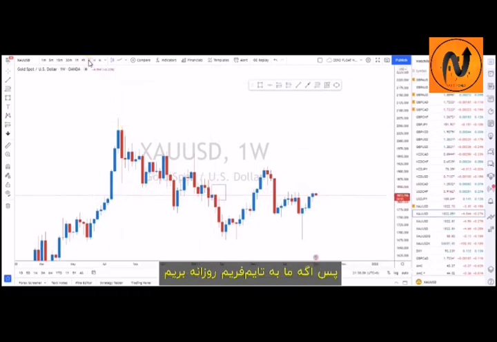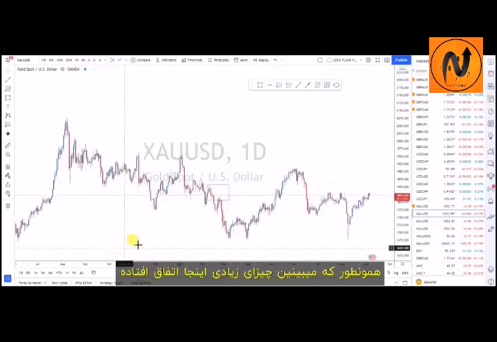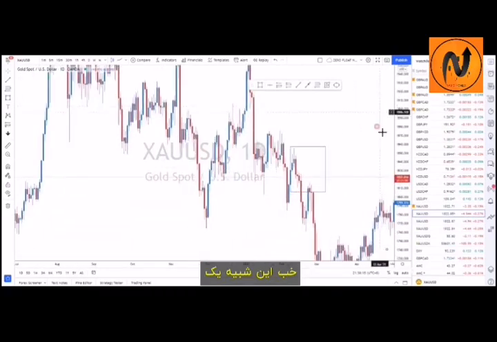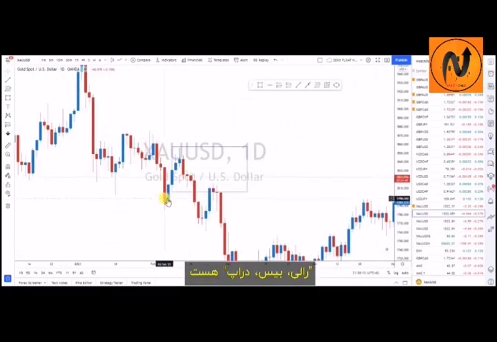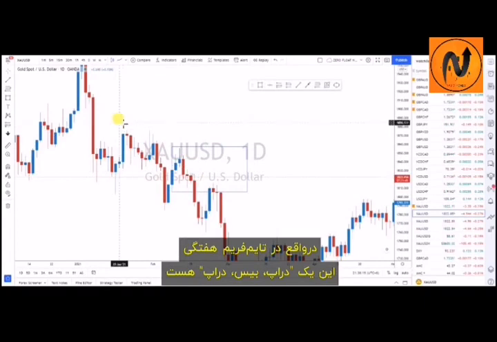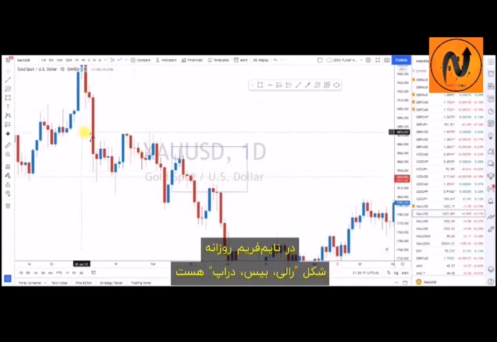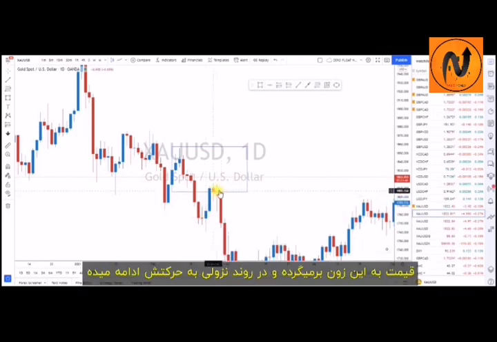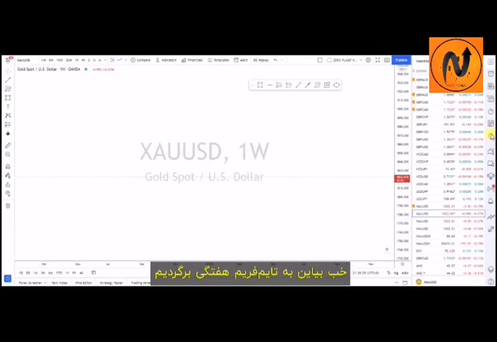If we move to the daily time frame, as you can see, there are a lot of things happening as well. It looks like a rally base drop, but actually on the weekly time frame it is a drop base drop. On the daily time frame, it looks like a rally base drop. Price comes back into this zone and then continues on a downtrend. So let's go back to the weekly time frame.